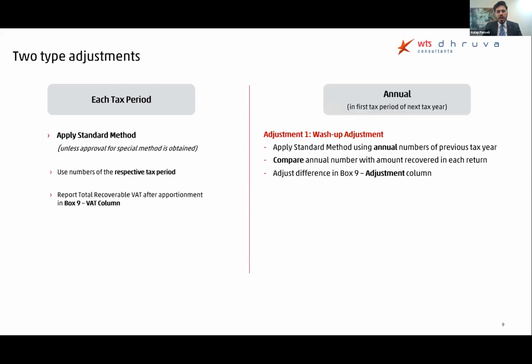Then we come to annual. Now, annual, there are two types of adjustments. The first adjustment is the wash-up adjustment. Wash-up is nothing but a true up of the calculations that you have performed on a tax period basis, true up to the annual number. So basically, you do the same thing that you've done for the tax period wise, but using the annual number. And when do you have to do this? You have to do this in the first tax period of the subsequent tax year. For the full past tax year, you are supposed to do it in the first tax period of the next year.